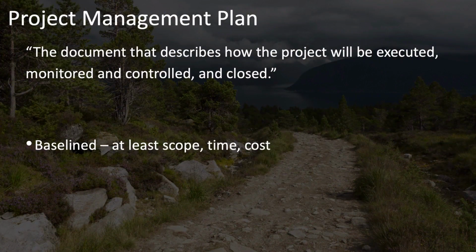The PMBOK guide defines the Project Management Plan as the document that describes how the project will be executed, monitored and controlled, and closed. As you can see, the Project Management Plan is the key document that defines all of the rules for how the project is going to be managed. As such a key document, it needs to be baselined, at least the project scope, time, and cost, so that the project execution can be measured against these baselines and performance can be managed.